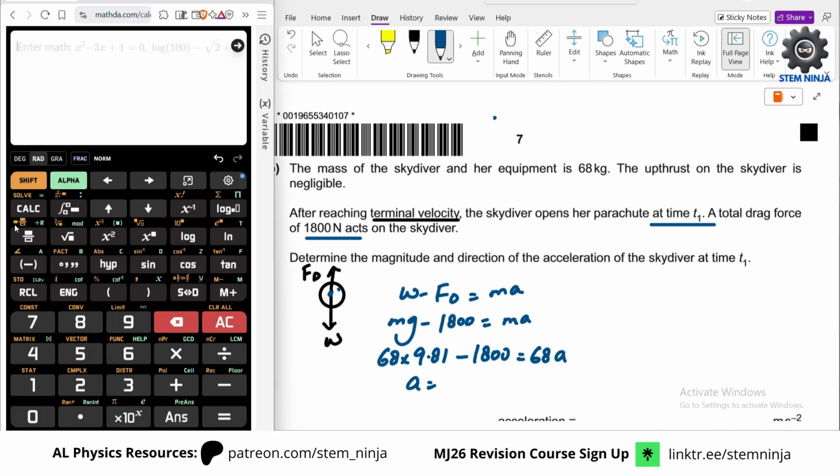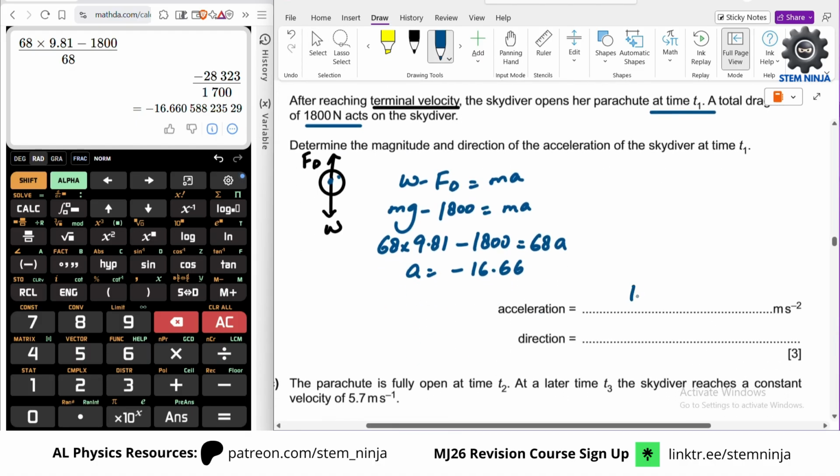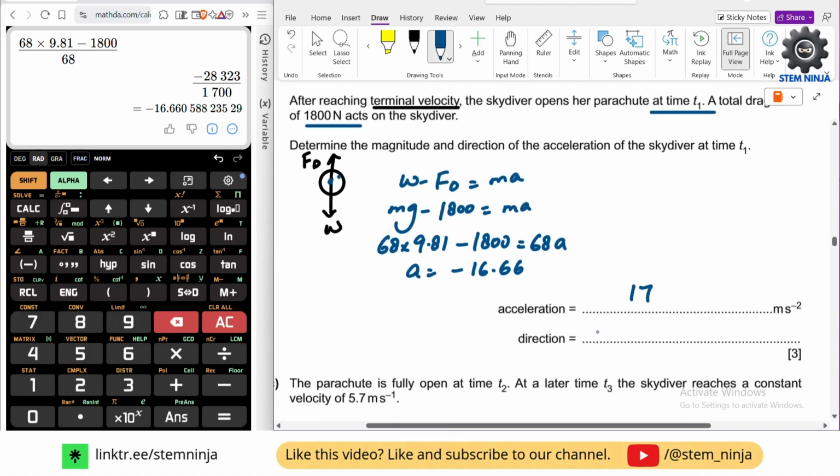So therefore A would be 68 times by 9.81 minus 1800 and divided by 68. So minus 16.66. So we can say 17. Acceleration is 17, but direction would be upwards, because this means that this is deceleration.